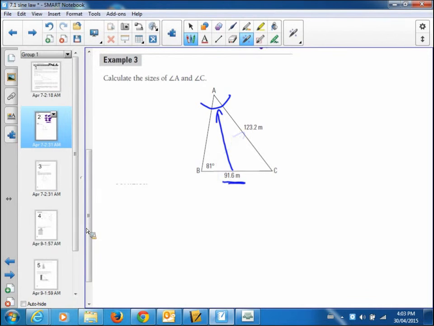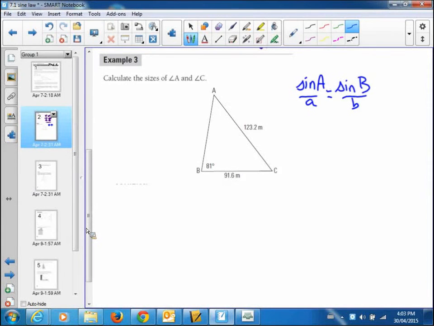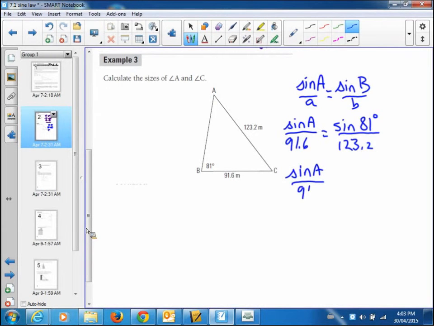Sine A. Okay, so I'm going to start this up. Sine of A over A is equal to the sine of B over B. We're going to use side A in there. We don't have the sine of A, but side A is 91.6. The sine of 81 degrees over 123.2. Going to get some decimals, just for the sine of 81. Sine of A is what we're going to solve for. 0.988, calculator.